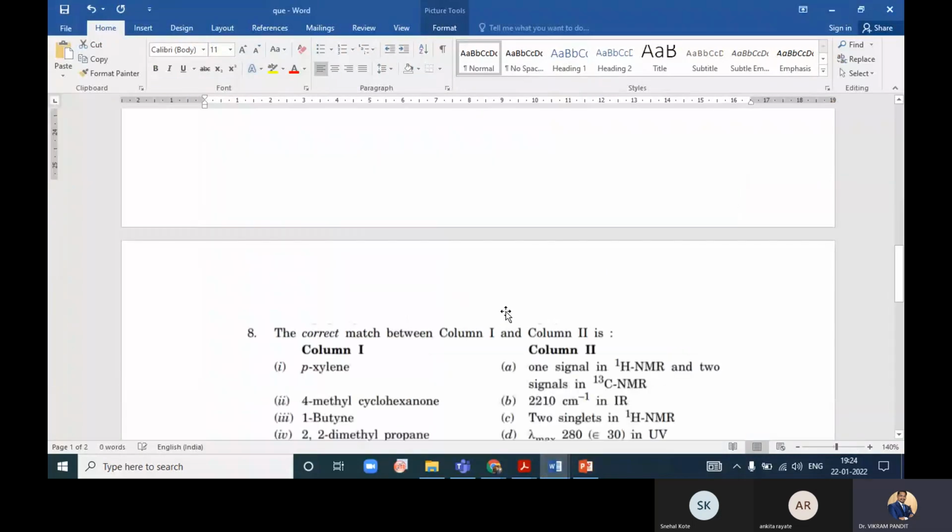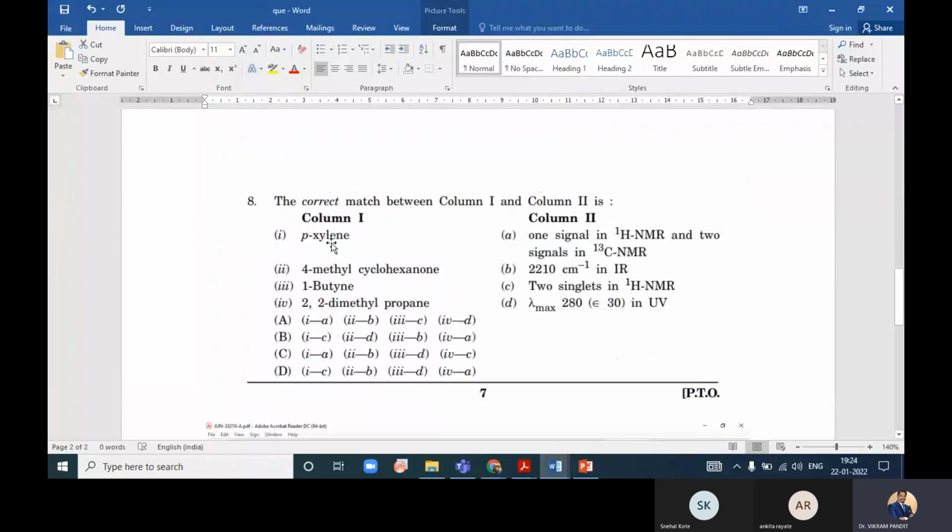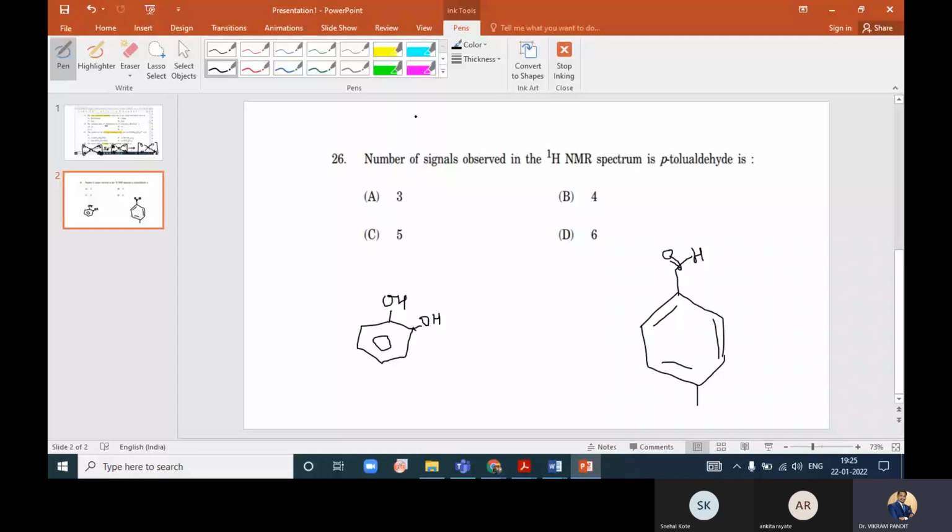Now the last question is para-xylene. Xylene, do you know xylene? What is xylene? Para-xylene. What is the structure for para-xylene? It's not that difficult. Para-xylene, I will just draw it here. If I remove this C double bond OH and put only methyl, this is the para-xylene structure.